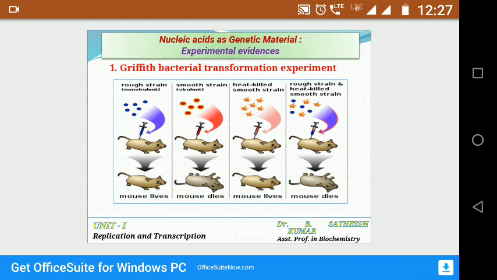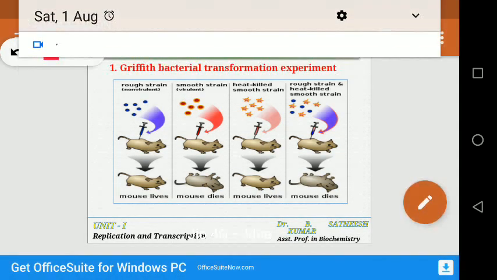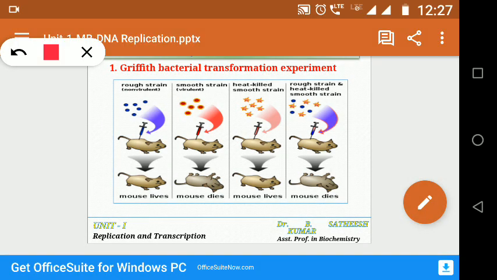So here, when we mixed heat killed smooth strain, that means that bacteria is killed, but the DNA or the genetic material, whatever it may be, whether it is a carbohydrate or lipid or protein or nucleic acid, whatever it may be, the information is still there, but the cells are dead.